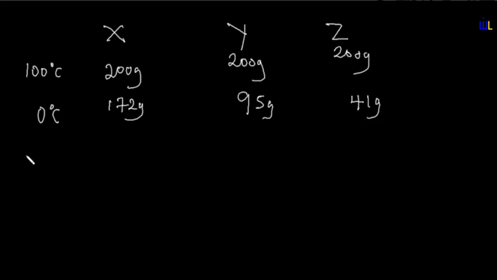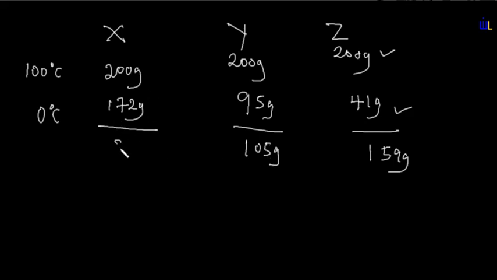Now, what's the amount that will deposit here? Remember, amount that will deposit is solute at higher temperature minus solute at lower temperature. Let's get the amount. The amount that will deposit here is 159. Here is 105. And here is like 28. This is the amount deposited.